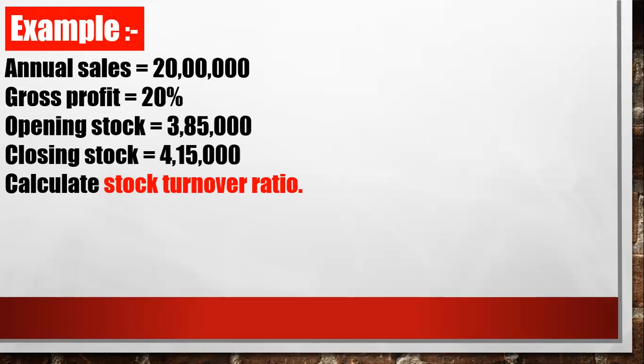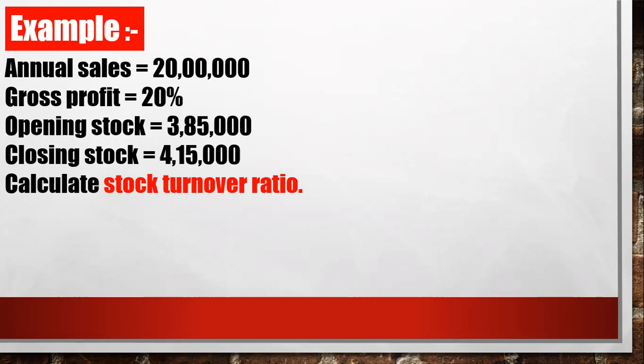For this, the stock turnover ratio formula is COGS, that is cost of goods sold, upon average stock. But for calculating the cost of goods sold, you have two formulas, two equations. Which equation is applicable for this? They have given you the gross profit. The first equation is opening stock plus purchase minus closing stock for calculating the cost of goods sold. This equation is not applicable for this sum because they have given you the gross profit percentage.